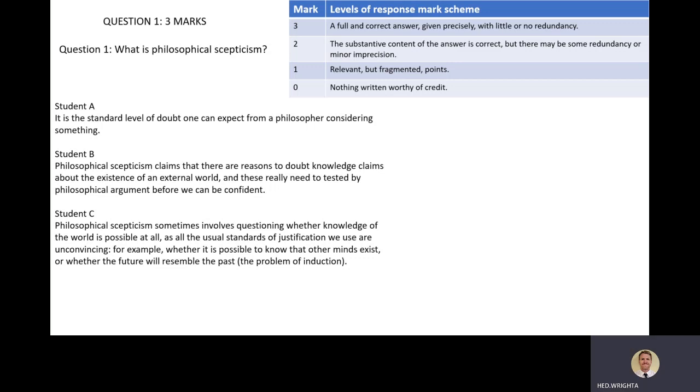Just want you to think about it for a few seconds. I'll just be quiet for a few seconds. What do you think, what marks would you give for A, B, and C?